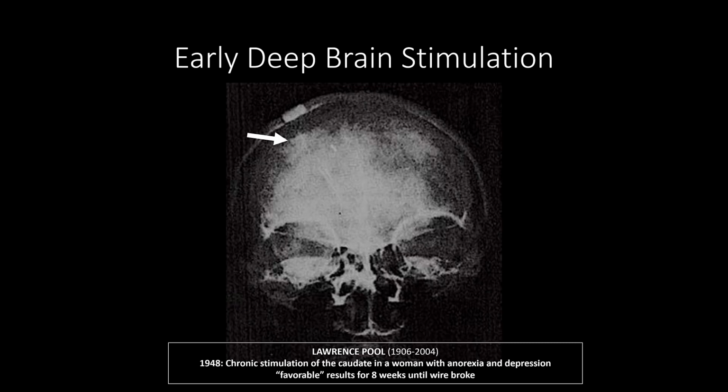Regarding early DBS, what I believe to be the first case of deep brain stimulation was performed non-stereotactically in the caudate nucleus by Lawrence Poole in 1948 in a woman with anorexia and depression, and favorable results were reported until the electrode broke after some weeks. Later the same year, he applied the same technique to the gyrus cinguli.